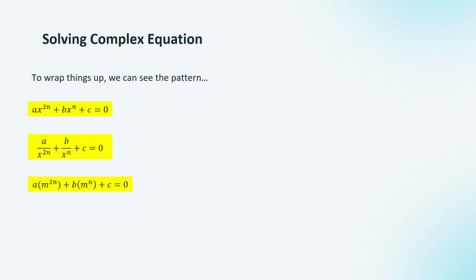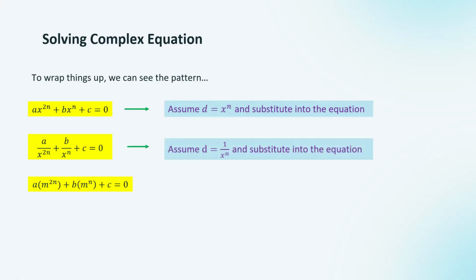So based on the examples that we saw earlier, we can try to wrap things up and then we can see the pattern. So for the first one, we can try to assume that d is equal to x to the power of n, and then we can substitute into the equation. For the middle one, it's also the same, but in this case, d equals to 1 over x to the power of n. And then for the third one, the exponential form, we can assume d is equal to m to the power of n and substitute into the equation.